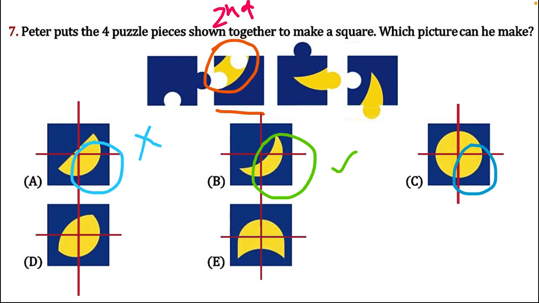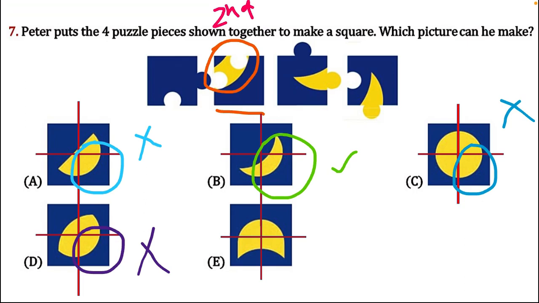Moving to option number D, the same thing is happening as in options A and C. The top left corner is totally filled with yellow, but we need a little bit of the blue one. So this is our incorrect answer. Option number D is incorrect.